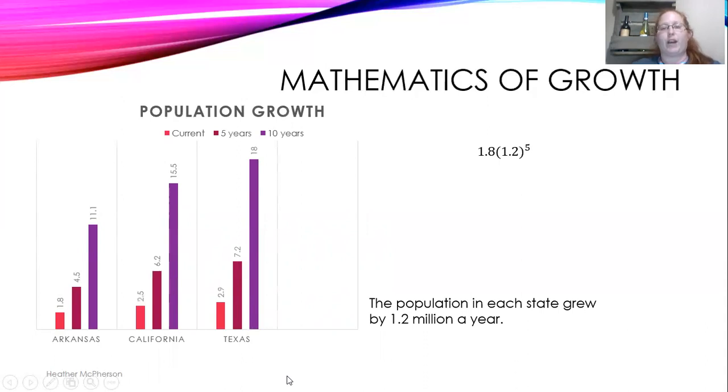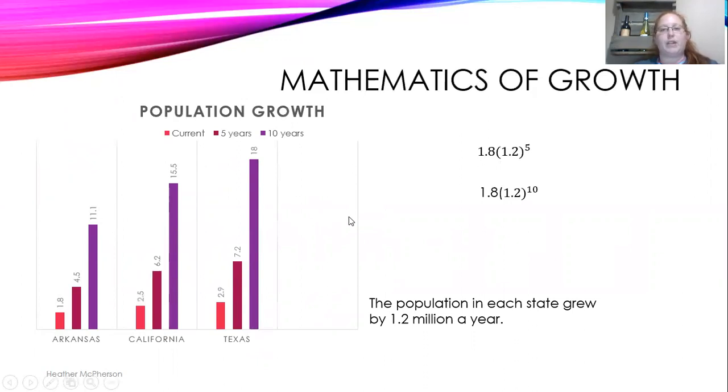You can do this for 5, 10, 15, 20 years from now. It's just a little equation that helps you figure it out as an estimation. It's approximate. Next we're going to look at Arkansas 10 years from now. The equation is going to look similar, but instead of a 5 in the power, you're going to have 10. So 1.8 times 1.2 to the 10th power will give you 11.1.